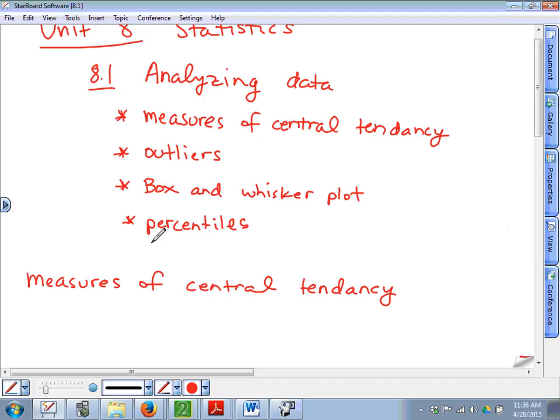So, measures of central tendency are mean, median, and mode. Write that down. Those are the three measures of central tendency. Mean, median, and mode. All of which I know you've heard about, so I don't think we'll need to spend a lot of time on this.